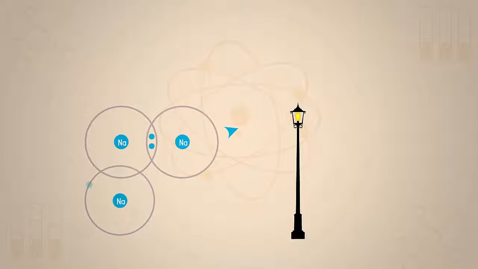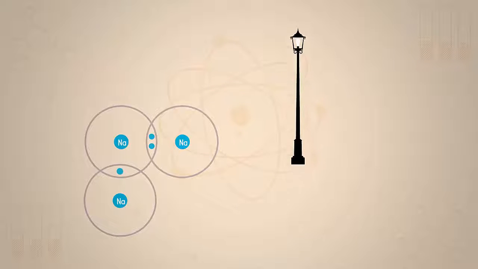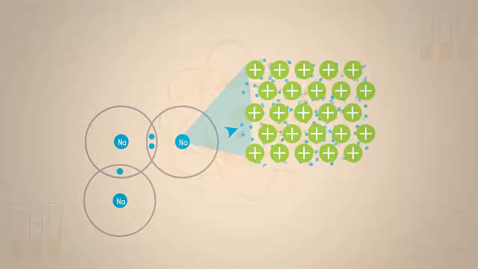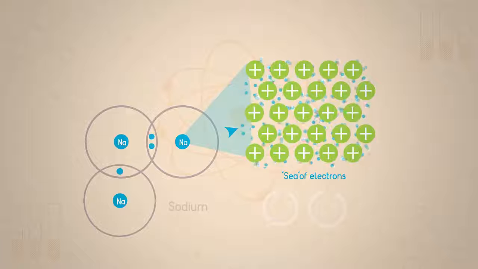However, as additional atoms approach, they too will be attracted in, because there will always be space in the outer shell of the atoms. So sodium, as an element, forms a closely packed 3-dimensional metallic lattice where the atoms are bonded by a sea of electrons in these partially filled outer shells.